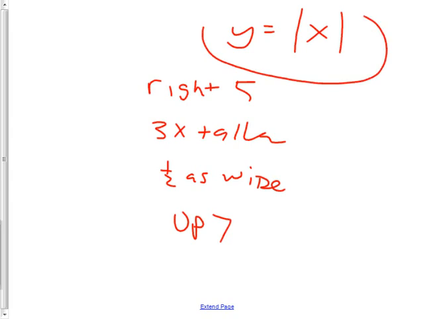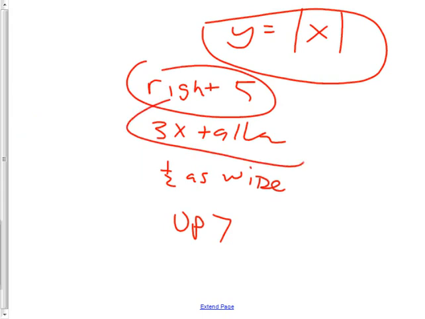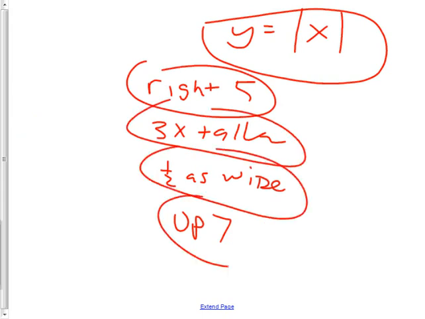So you start like this, except you change your equation so that it's going to actually move those places. So you write y equals absolute value of x, and you leave yourself lots of room in there to work. That's kind of how you start. That says 3 times taller. That's 3x. Right 5, 3 times taller, 1/2 as wide, up 7.